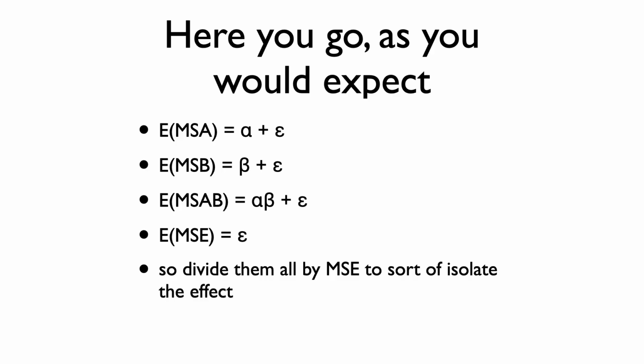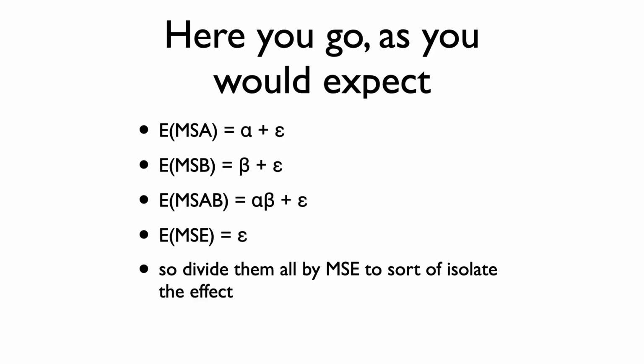So this is where we left off last time, the idea of getting the expected values of the mean squares for the 3 F-tests we're going to do. The expected value of mean squared A is just going to be alpha plus epsilon. B is beta plus epsilon. AB is alpha beta plus epsilon. And error is epsilon. This is pretty easy, so what we're going to do now is just divide mean squared A by mean squared error, mean squared B by mean squared error, mean squared AB by mean squared error.